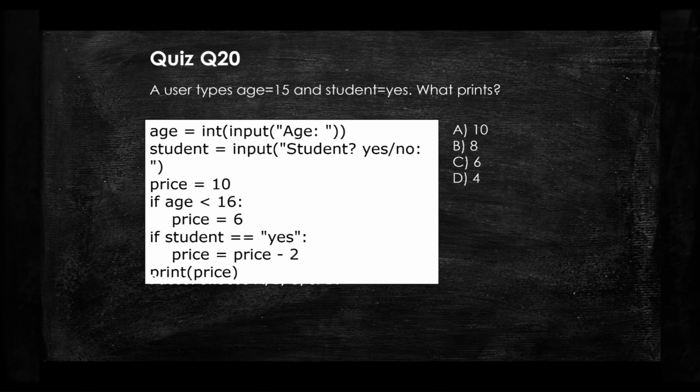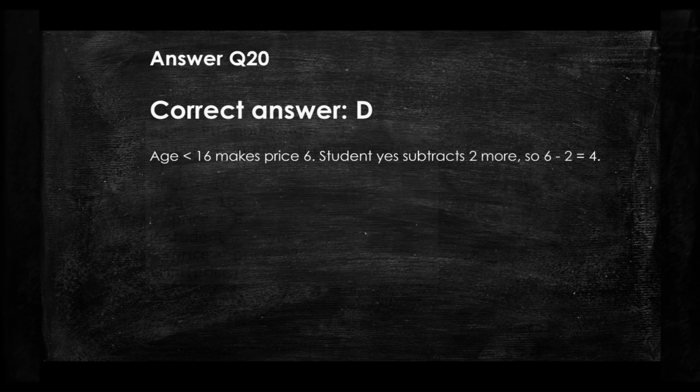And question 20. A user types age equals 15 and student equals yes. What prints? This is a slightly more complex one. The correct answer to question 20 is D. Age is less than 16, makes price £6. Student yes subtracts 2 more, so 6 minus 2 is 4.